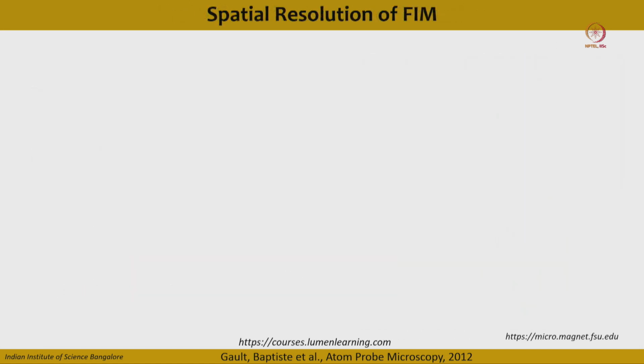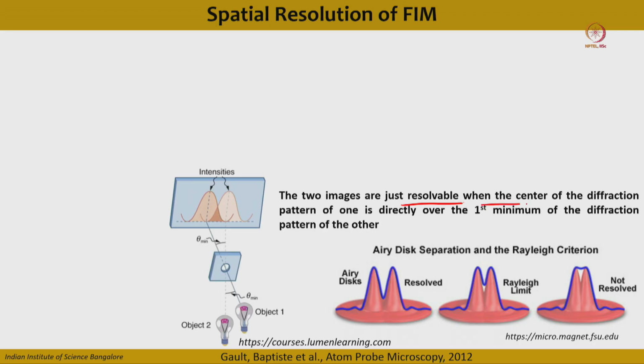Okay, so now I will just briefly introduce the spatial resolution. I hope that most of the listeners have an idea about the resolution of a microscope. This is a very simple thing which is related to Rayleigh's criteria. Two images are just resolvable when the center of the diffraction pattern of one is directly over the first minimum of the diffraction pattern of the other. This is the basic criteria by which any two objects can be resolved. This is called Rayleigh's criteria.